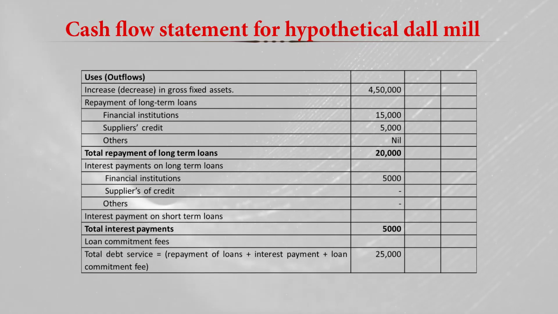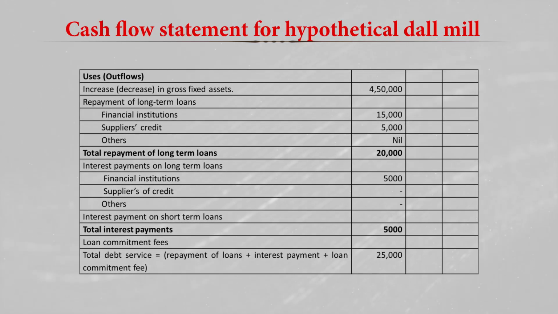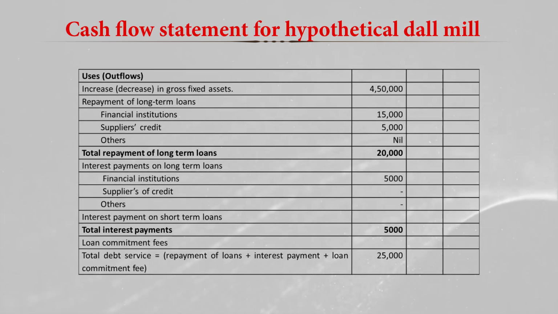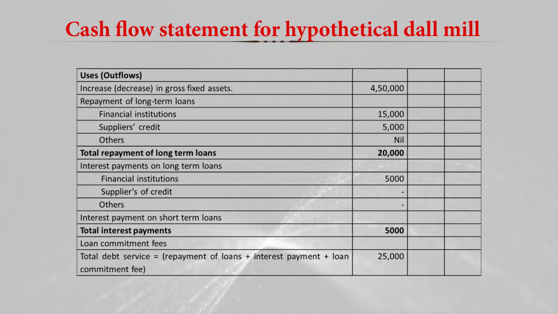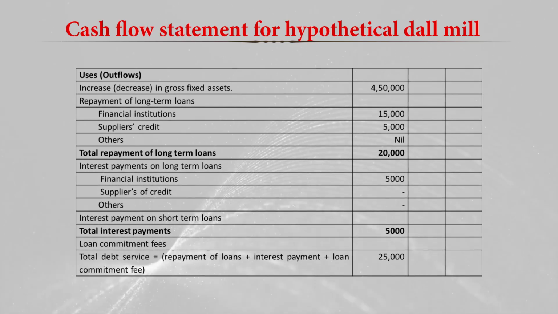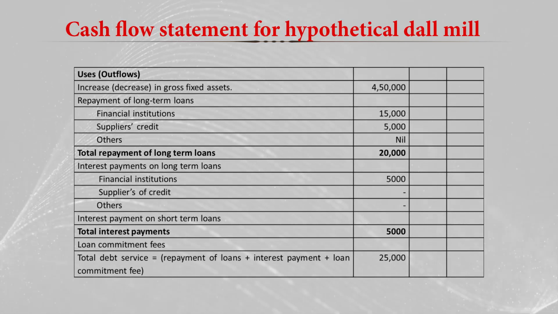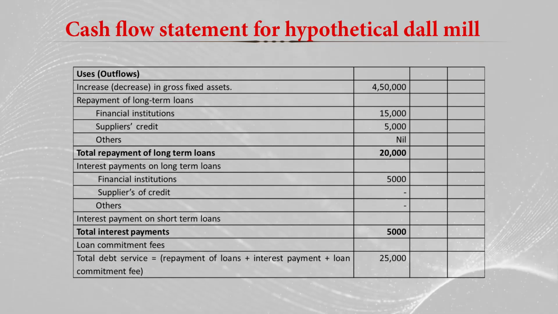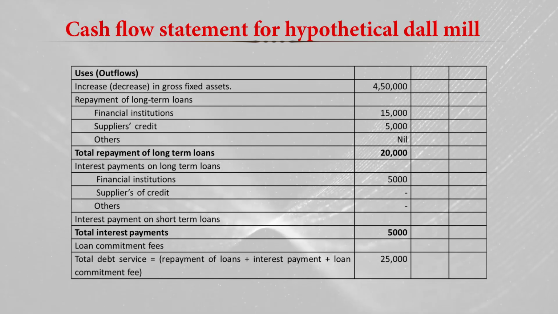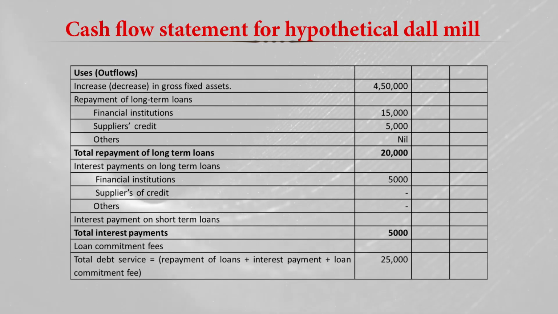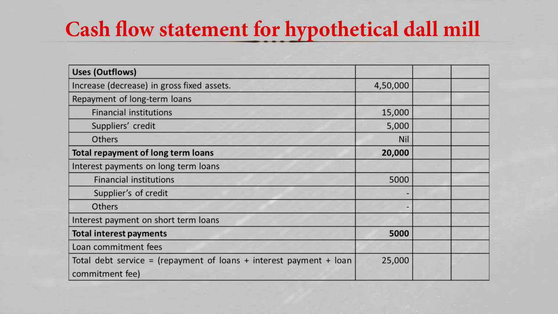The outflow means usage of the fund by the company. So basically here, the increase or decrease in the gross fixed assets, 4,50,000, we have purchased some assets, so there is a huge outflow. And then repayment of the long-term loan. So we are making the repayment of the long-term loan to the financial institution, that is 15,000. Then we are paying the suppliers credit, that is 5,000. So total repayment of long-term loans, we can say, is 20,000 rupees.